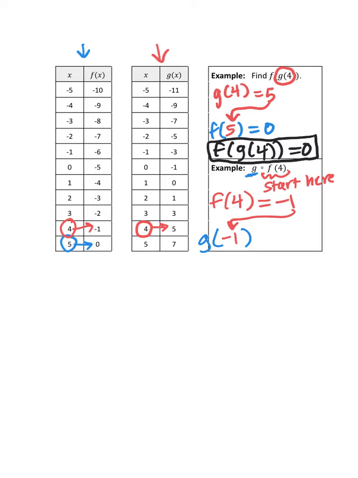So I'm going to find g of -1. Let's go to the g table, locate -1, here it is, and follow it across. Now, let's go ahead and write our final answer using function notation.